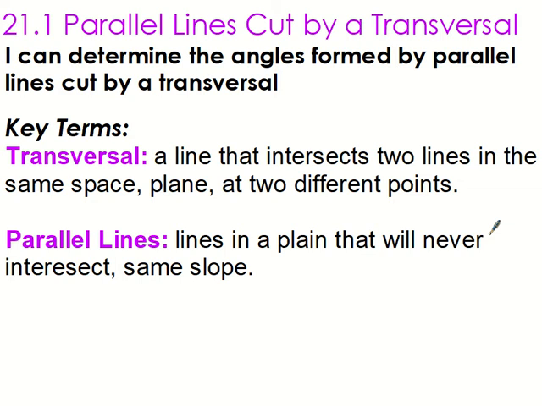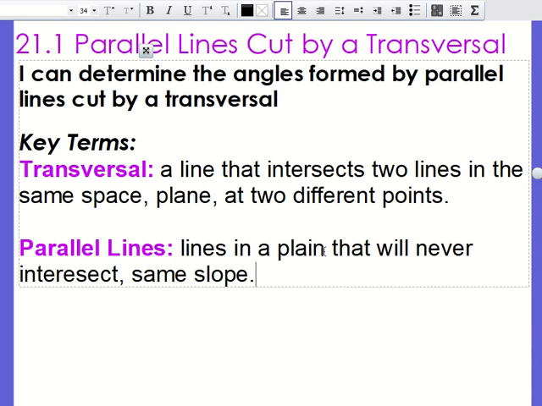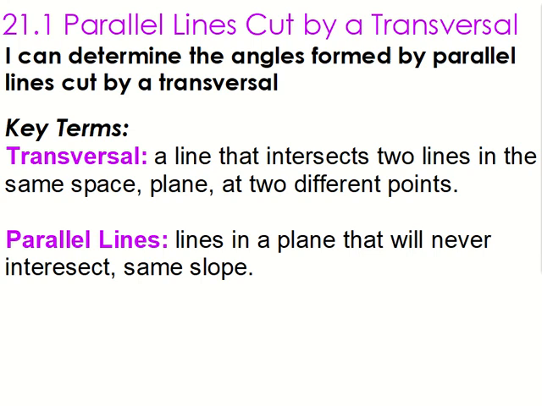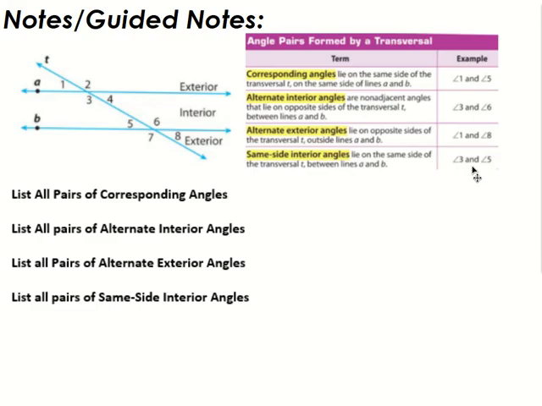And then at 2 different points. So they cross those lines at 2 different points. And then just a reminder, parallel lines are lines in a plane that will never intersect. So we would say they have the same slope. They'd rise and run the same amount.